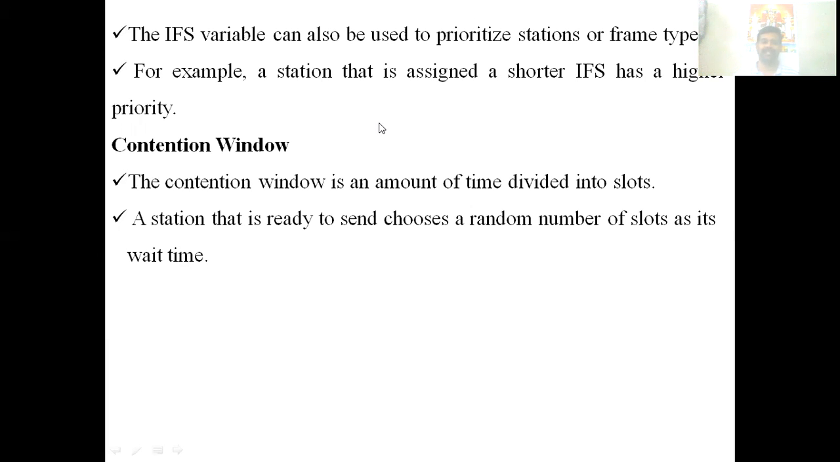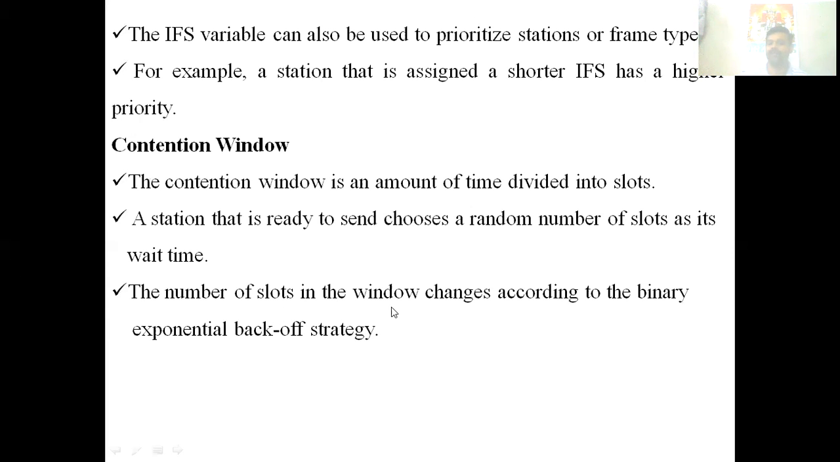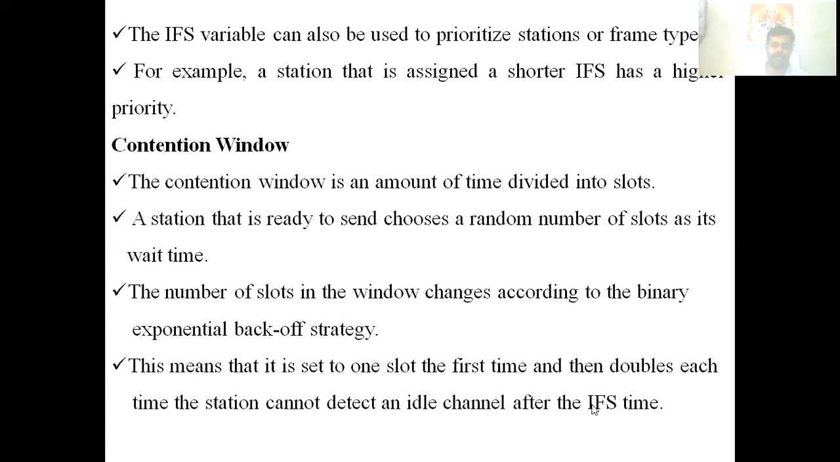A station that is ready to send chooses a random number of slots as its wait time. So what is the contention window? A contention window is an amount of time divided into slots. The number of slots in the window changes according to binary exponential backoff. This means that it is set to one slot the first time and doubled each time the station cannot detect an idle channel after the interframe space time.